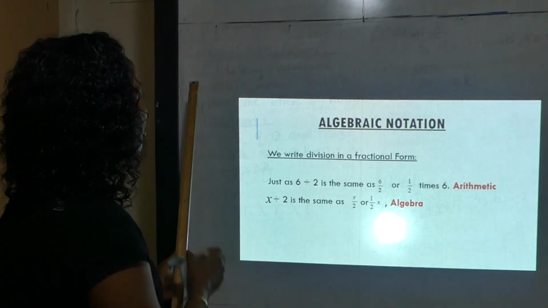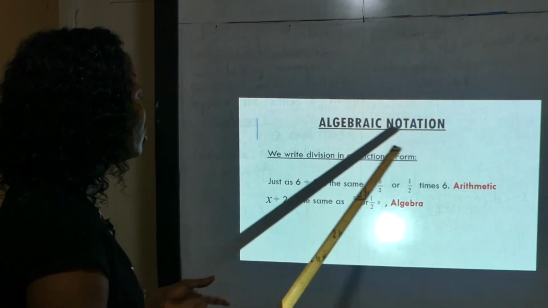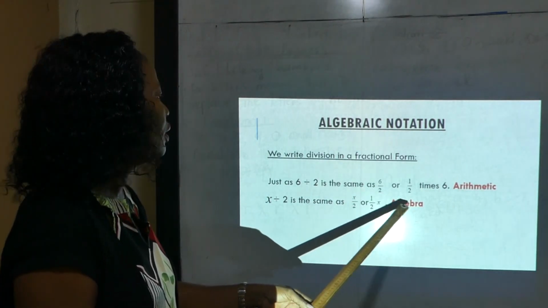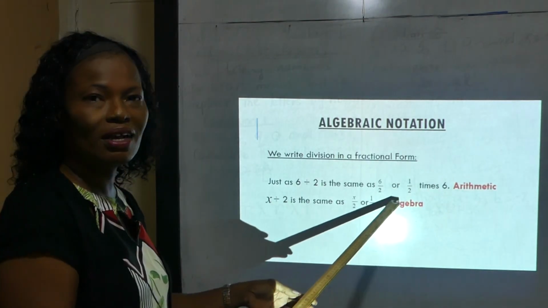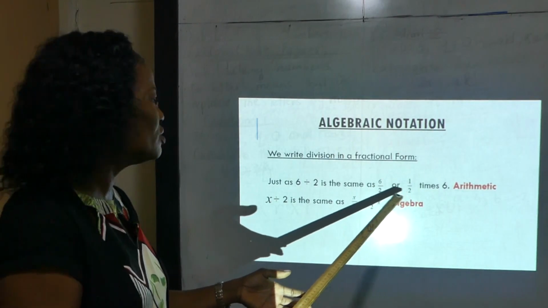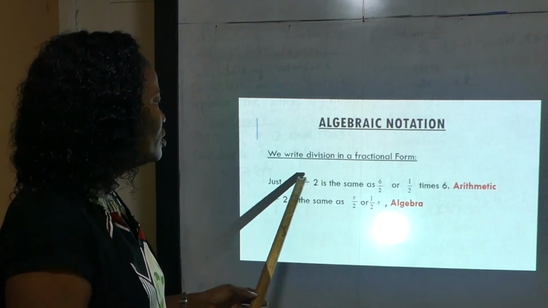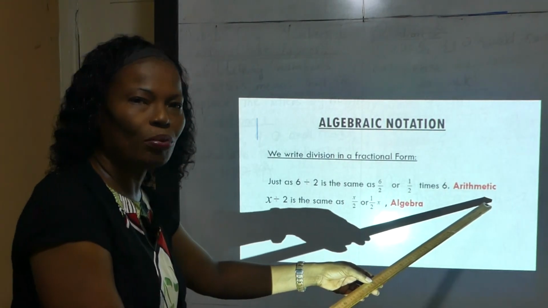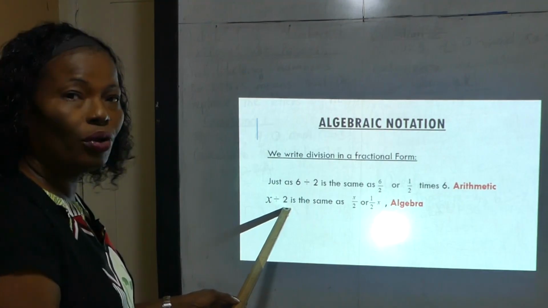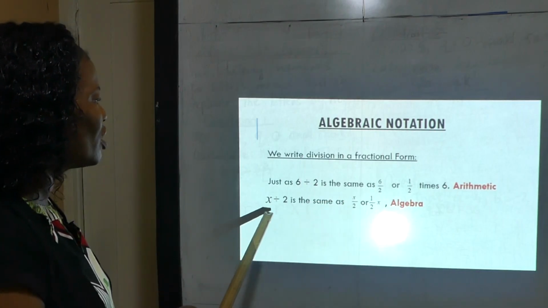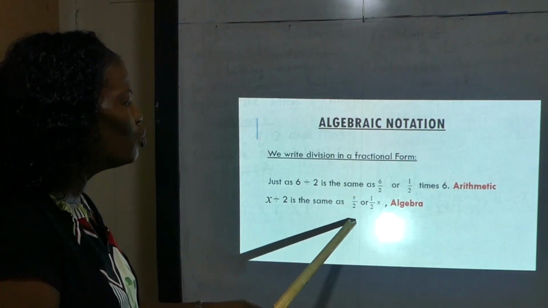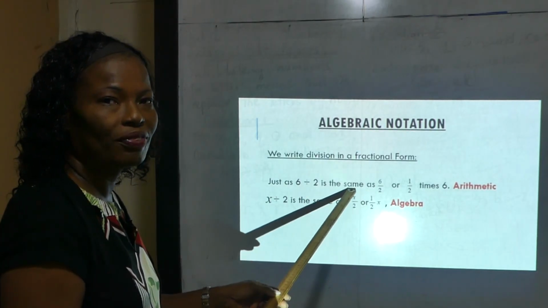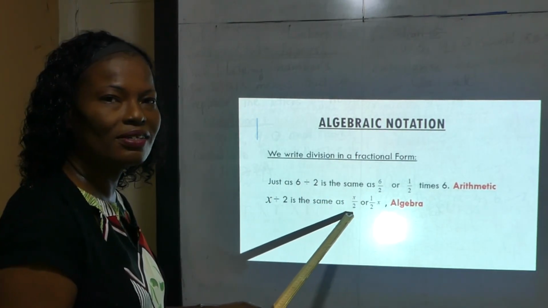Algebraic notation. We write division in a fractional form. You know that 6 divided by 2 is the same as 6 over 2, don't you? And half times 6 is the same as 6 over 2, because all these answers give me 3. 6 divided by 2 is 3. 6 over 2 is 3. Half times 6 is 3. That's the arithmetic approach. X divided by 2 is the algebraic approach, because it means the same thing as x over 2 or half times x. So what I want you to do for me is to compare both, all right, and see if you see any similarities.